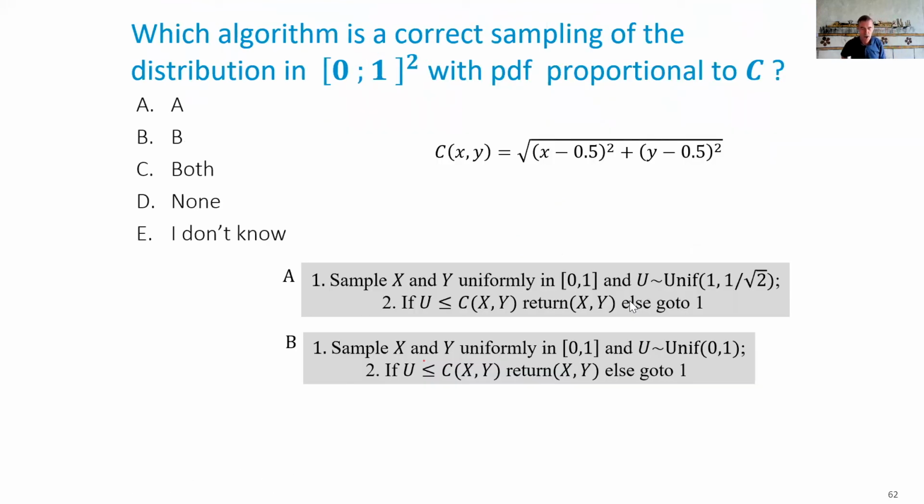Okay, now how would you do this exercise? How would you draw a sample from this distribution here with a PDF proportional to that? Which algorithm is a correct sampling?